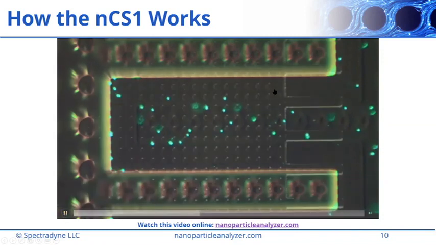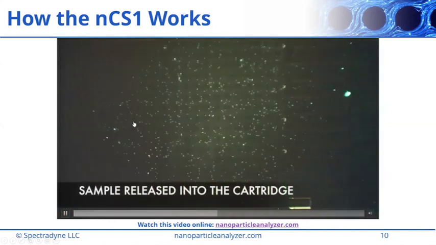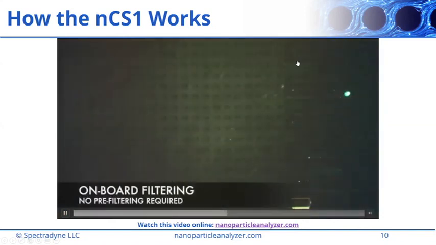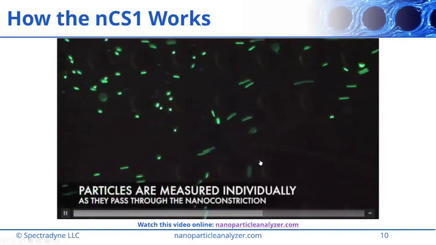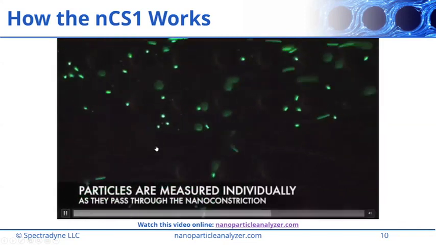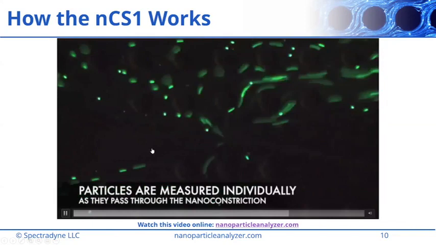And then we're going to release the particles into the cartridge, so they're going to flow from right to left here. As they flow, you can see this filter, on the right-hand side, collecting large particles that would otherwise block the small sensing constriction. So it's working immediately, and that allows very smooth operation in very complex samples like plasma, for example.